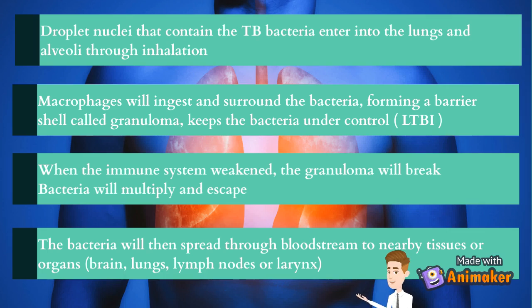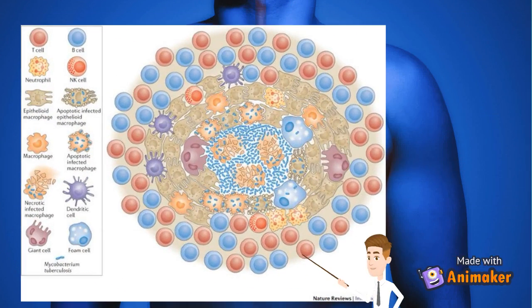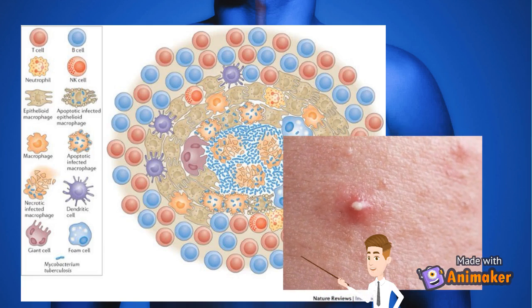The bacteria will then spread through the bloodstream to nearby tissues or organs such as the brain, lungs, lymph nodes, or larynx. So this is the picture of how a granuloma looks. A granuloma is a small lump of immune cells formed in the infected area of the body. Granulomas are usually found in the lungs, but can also be in other areas like the head and body.